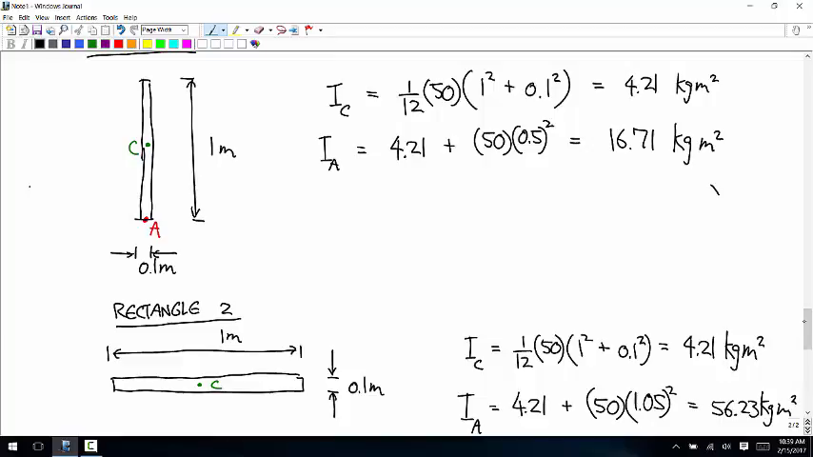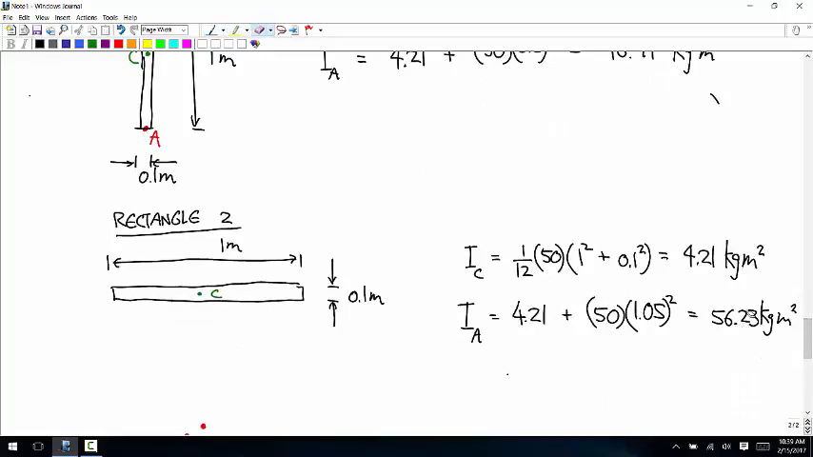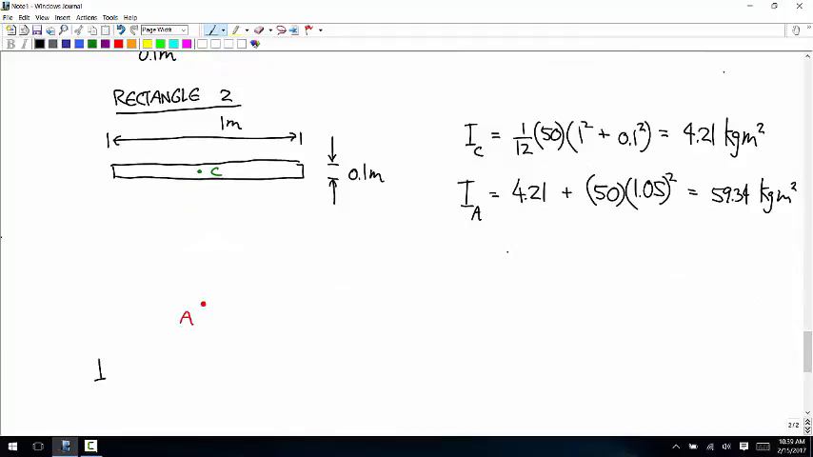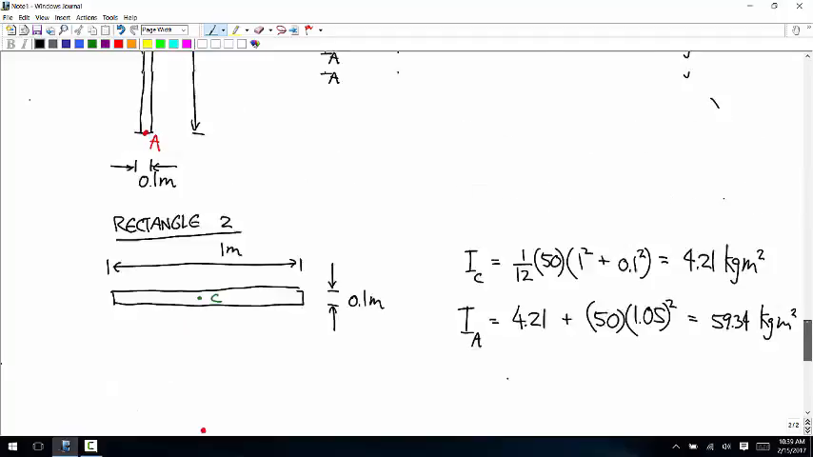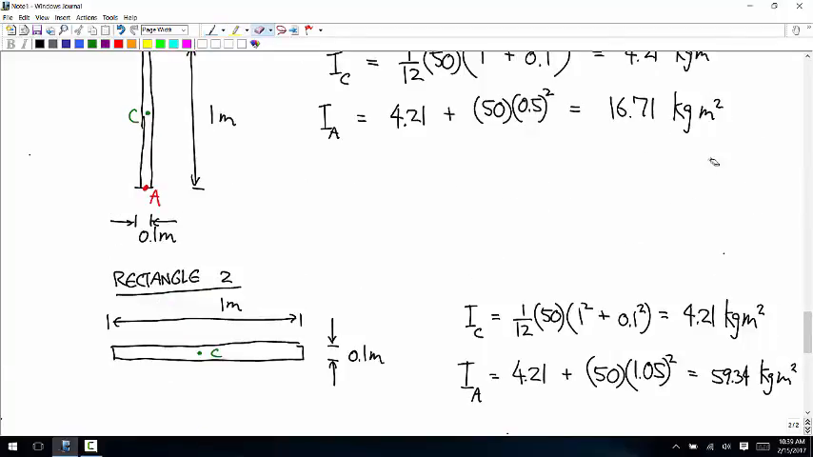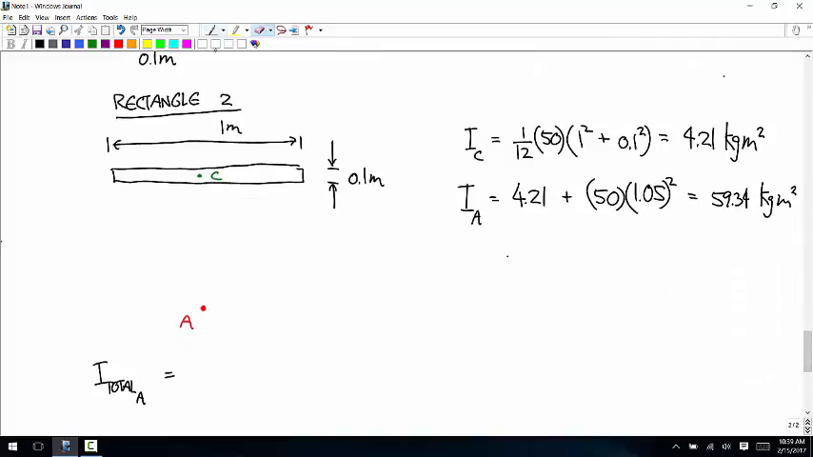Okay. Oh, I haven't finished this yet anyways. 59.34. So the total then about A is 16.71 plus 59.34. And what do you get for that? 76.05 kilogram meters squared.